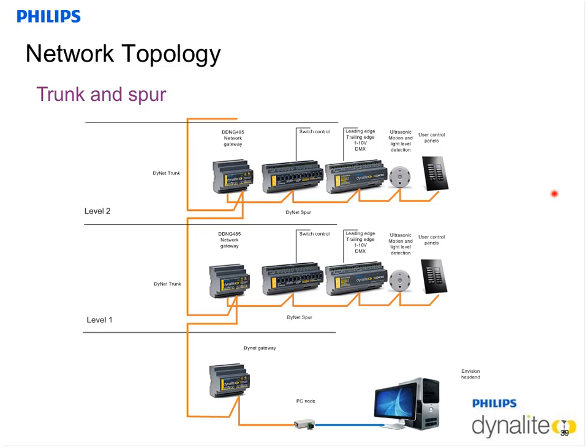And then we don't simply take the wire, strip them and twist them. No, we use things called gateways to connect our trunk and our spur. But I'll come to this in just a moment.